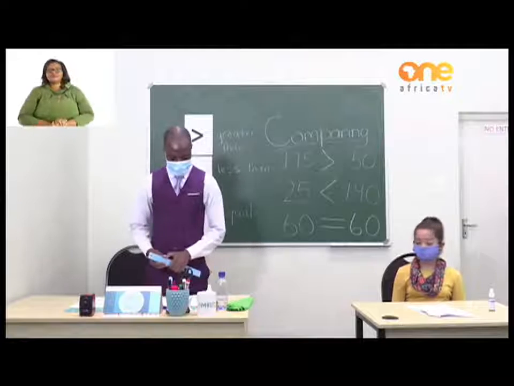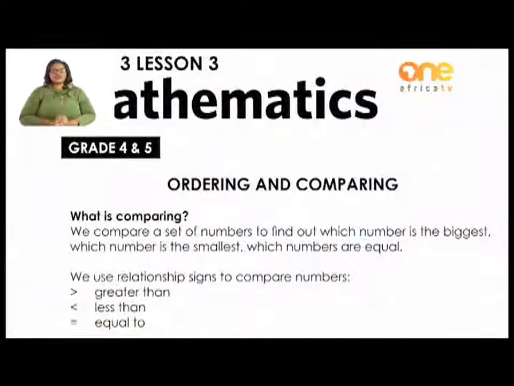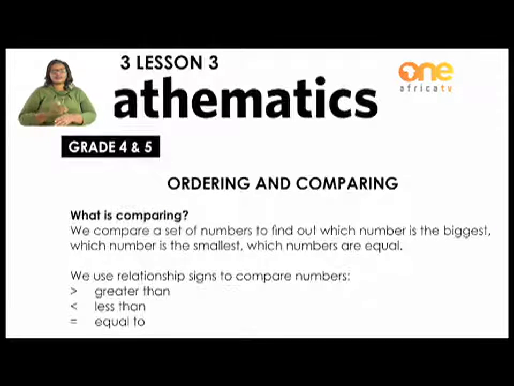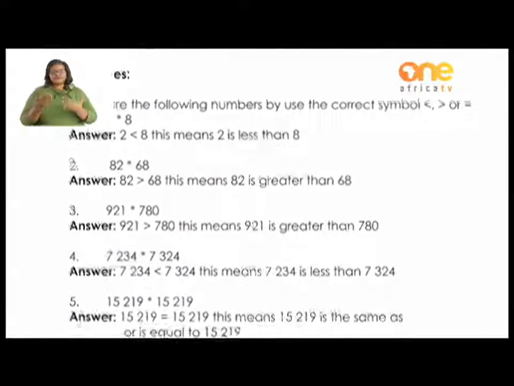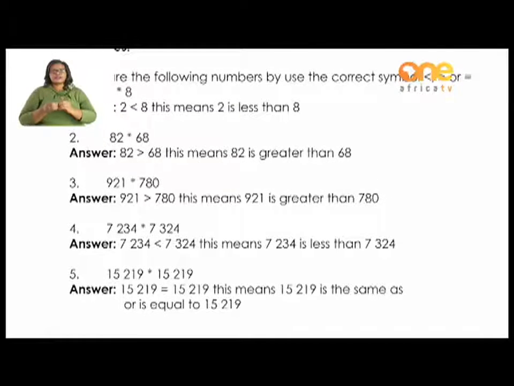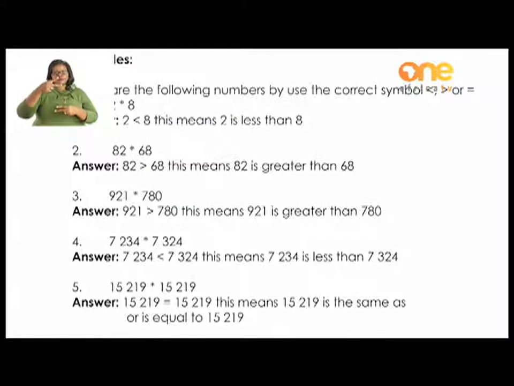Let us go to page 12. On page 12, we are having examples which are there. Compare the following by the use of greater than, less than, or equal to. Number one, we are having 2 and 8. We see that 2 is smaller than 8, so we are going to use the less than sign.